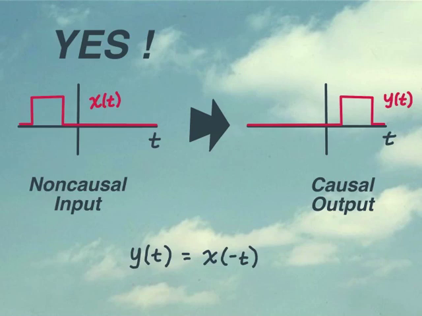If we put in x of t, which was causal, that is, started at time after t equals 0, then this would make an output that started before time 0. So this system is one of those systems which takes a causal input and makes a non-causal output, and takes a non-causal input and makes a causal output. In other words, it doesn't act in a non-causal fashion for every input signal, but it does act in a non-causal fashion for some input signals.